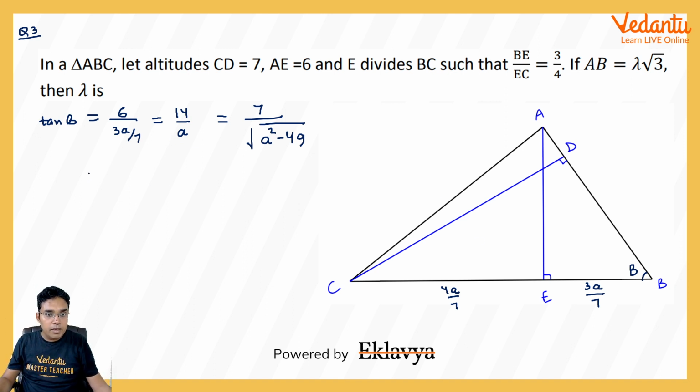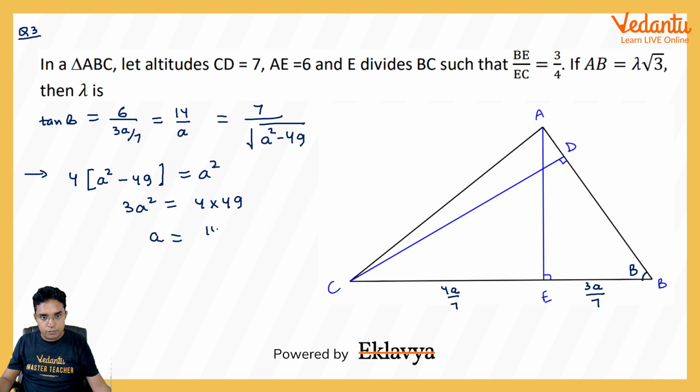I think that should be sufficient to get us the length of A. So if I cancel this 7 with this 14, here it will be 2 only, and then doing the cross multiplication and squaring, we get 4 into A square minus 49 is equal to A square. From this, 3A square will be equal to 4 into 49. From this we will be getting A is equal to 2 into 7, that is 14 upon root 3. So this is what we are getting for A.